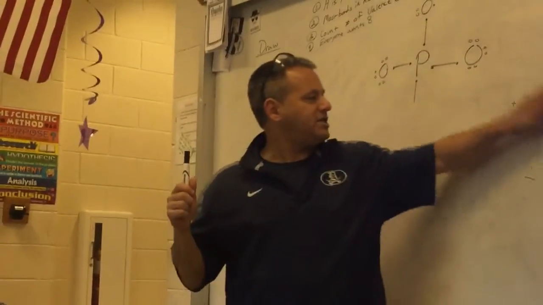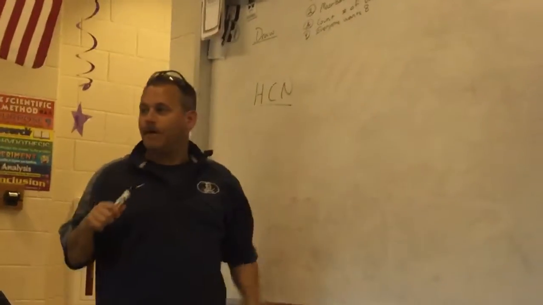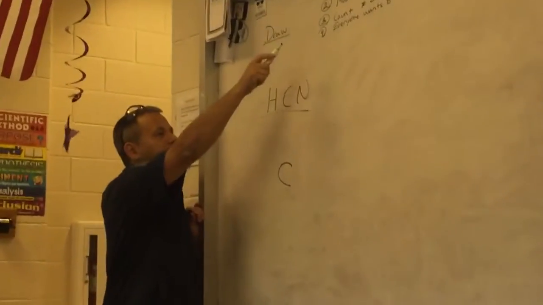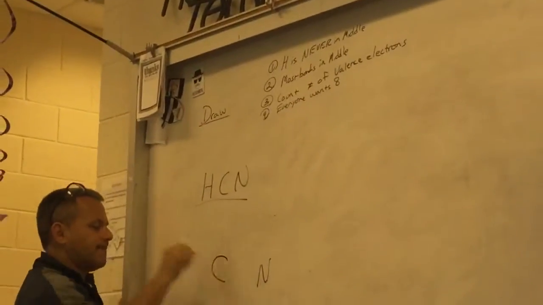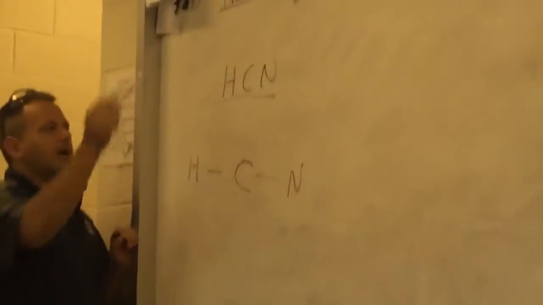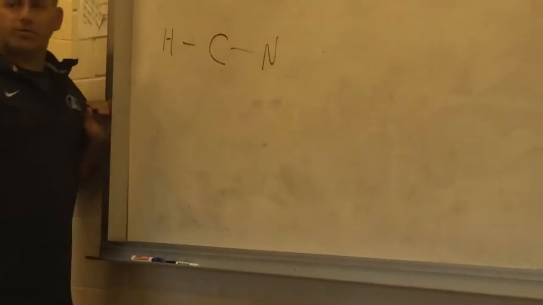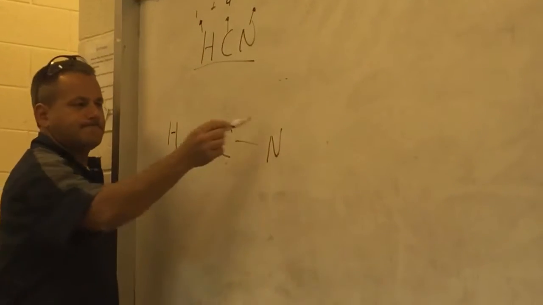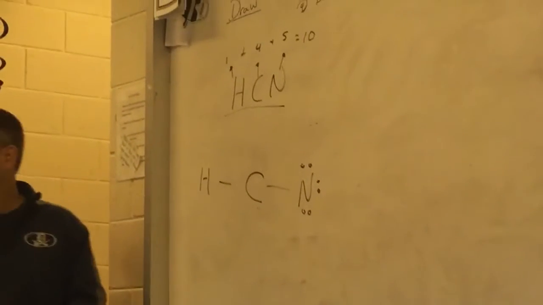All right, so draw HCN. Which one do you think goes in the middle, Brandon? Carbon. Always carbon. Hydrogen never goes in the middle, it's too small. So we have nitrogen. Alright, so 2, 4. How many do we have here? 1, 4, 5. That's 10. 2, 4, 6, 8, 10. Alexa, does that work? No.